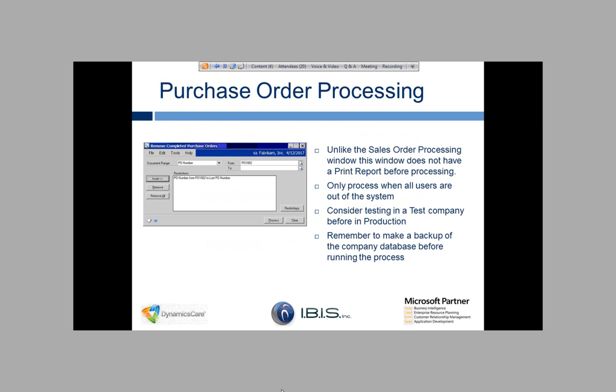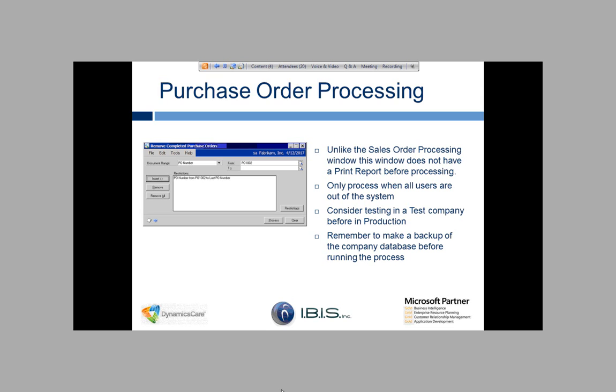Unlike the sales order processing window, this window does not have a print report processing button. As you can see, there's no little printer button there. Only process when users are out of the system. You may want to also consider testing in a test company before you run this process in production. And remember to make a backup of the company database before you run this process.